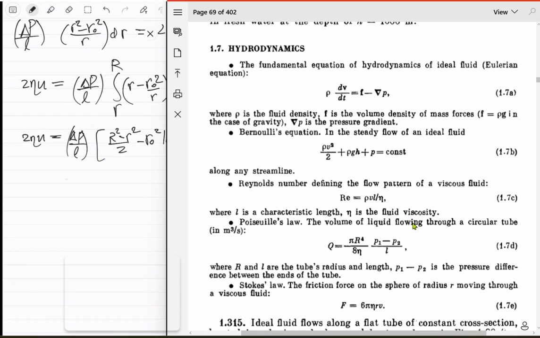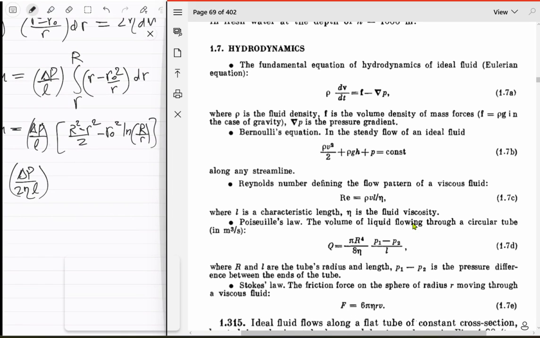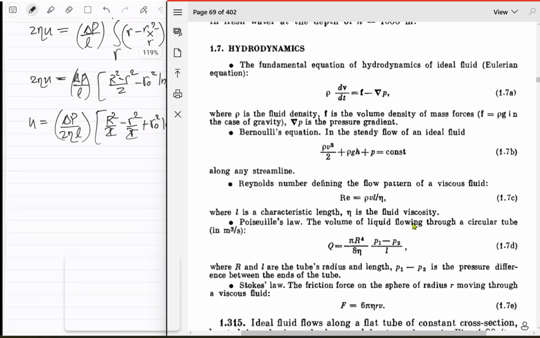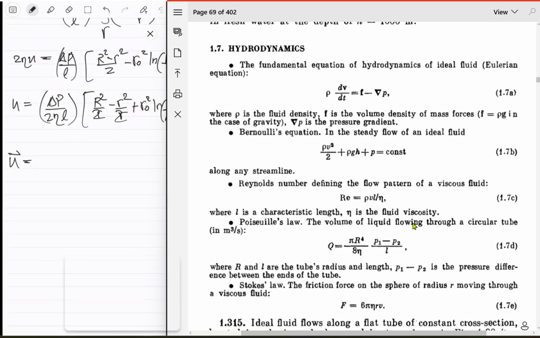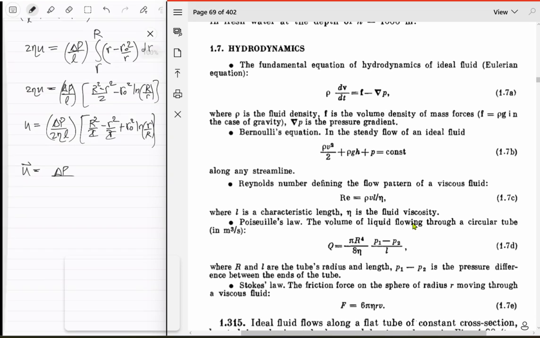Okay, cool. So what you have, u is equal to delta p upon 2 eta L times this stuff. So just r squared upon 2 minus r squared upon 2 plus r naught squared natural log of small r upon capital R. Should be 2 over the r naught. Okay, that's our final conclusion, so u vector will be given by delta p upon L.